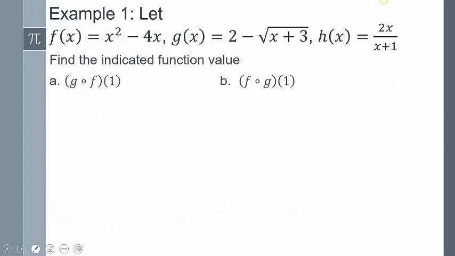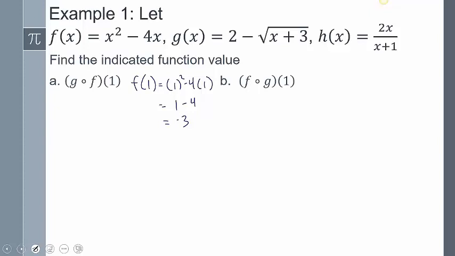So let's work with a few of these. So I defined 3 functions here, f of x, g of x, and h of x. It says just find the indicated value. So in this instance, it says take 1 and let's plug it into my f function. So my f of 1, that's going to be 1 squared minus 4 times 1. So I get 1 minus 4, which is negative 3.